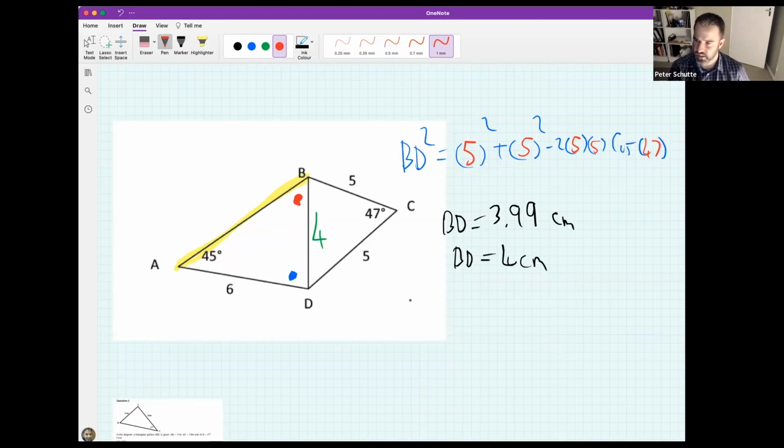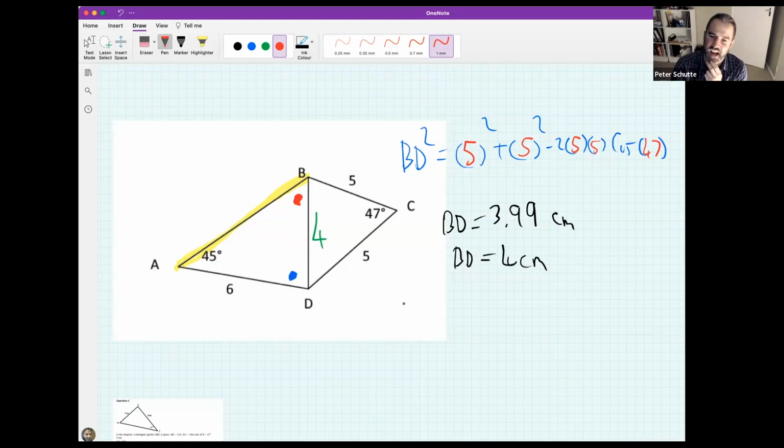So I was thinking, we could go, well, maybe we could use the cos rule. So we don't know what that is. We don't know what the blue one is. What's wrong with the sine rule?